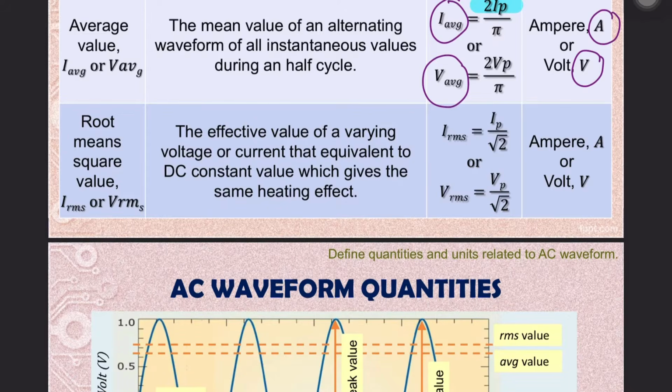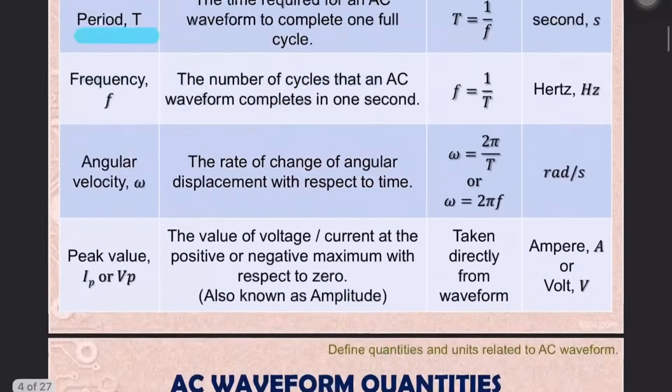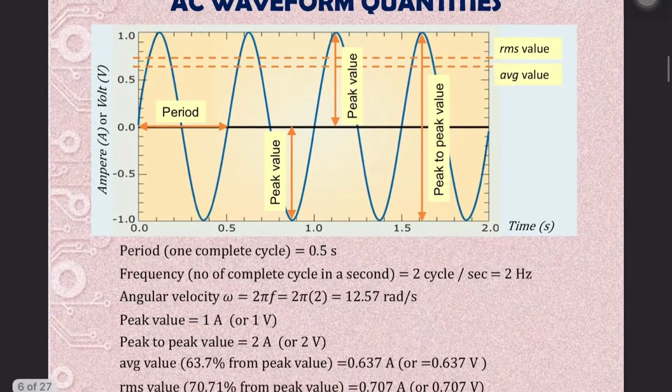Okay? So now, root mean square here means the value of the alternating current in DC. That is what we want to find. So for root mean square, you just need to memorize the formula: I RMS or V RMS is VP over square root 2, IP over square root 2. Now the same thing, all the formulas and quantities of the AC waveform here are translated onto your sine waveform.